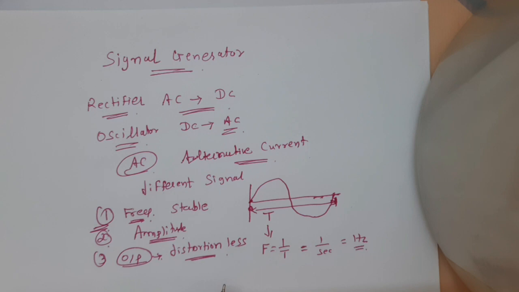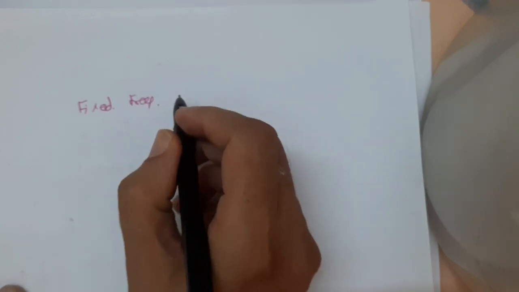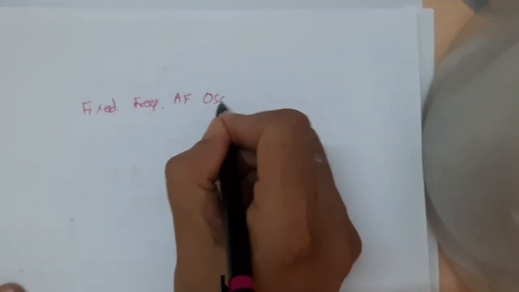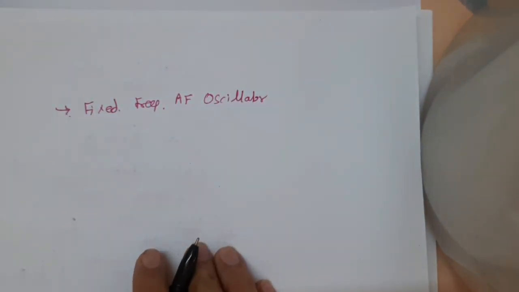Then in the last lecture we discussed the fixed frequency AF oscillator. Here oscillations at a specified audio frequency are easily generated by the use of an iron core transformer to obtain positive feedback through inductive coupling between the primary and the secondary windings.